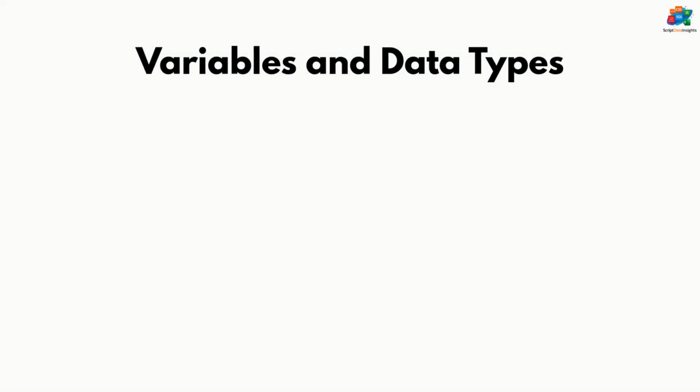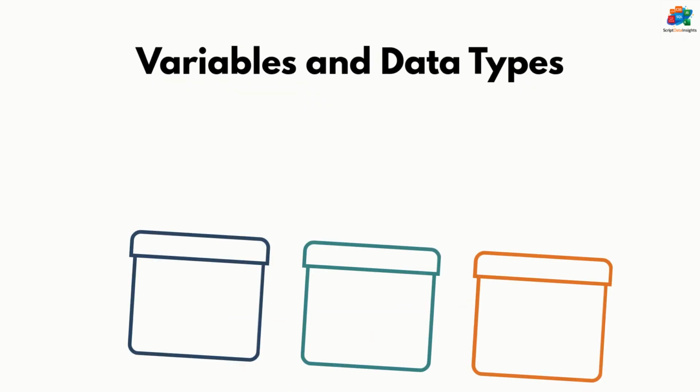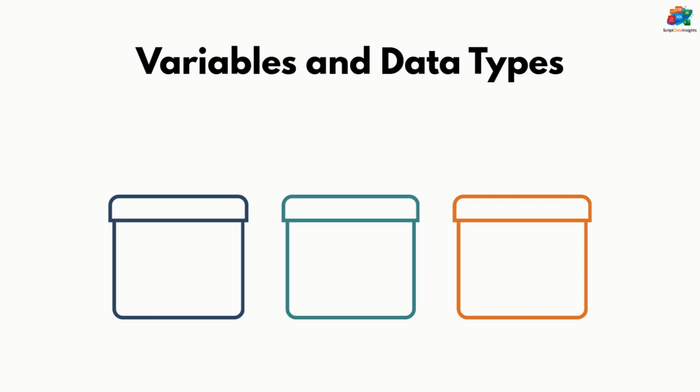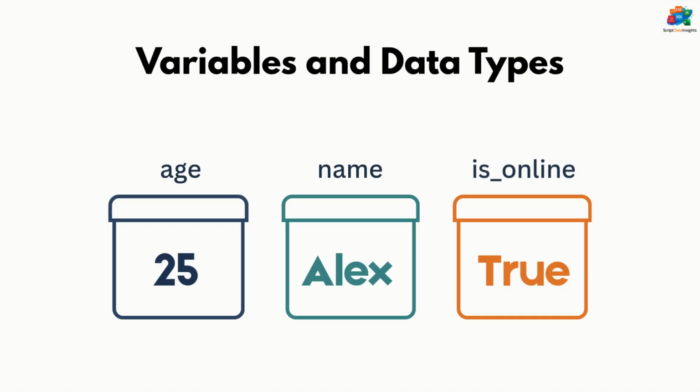Let's start with the first piece of our foundation, variables and data types. A variable is simply a container that holds a value. It has a name and a specific type of data it can hold. For example, age might hold a number like 25, name holds text like Alex, and a variable called is_online might hold a true or false value, like true. These simple containers allow us to store and manipulate information in our code.